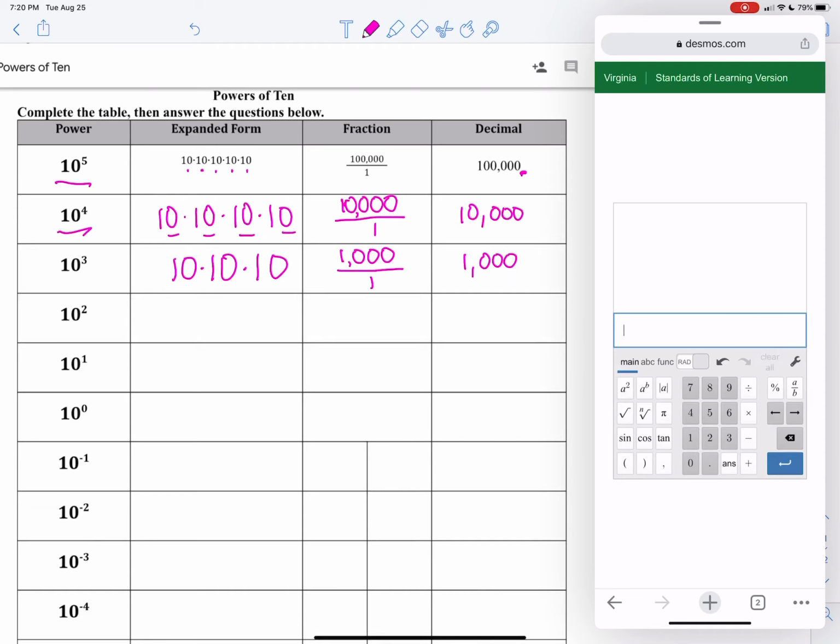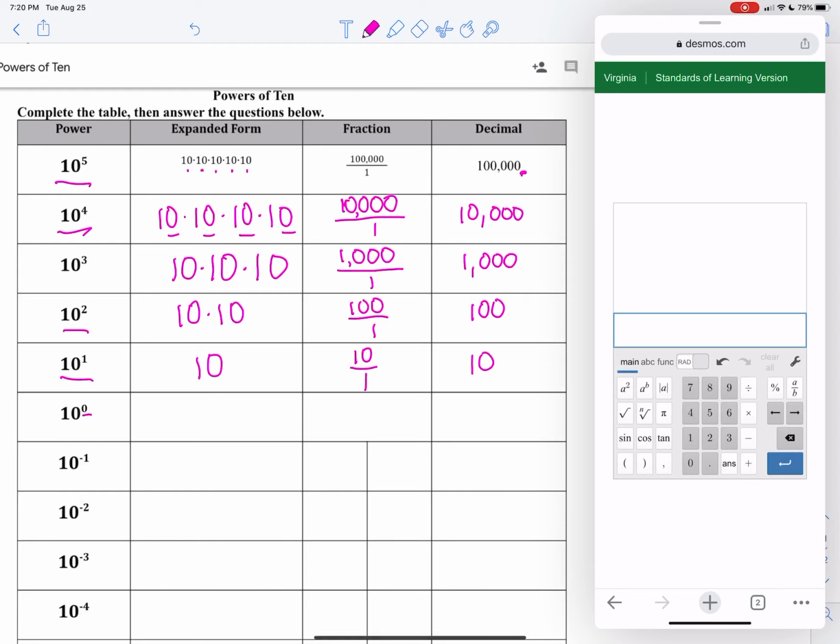I'm not going to. The next one is 10 to the 2nd power, and we just talked about perfect squares, so you know that 10 times 10 is 100 over 1, and so then your decimal is just 100. All right, 1 second. The next one is 10 to the 1st power, so that would just be 10. And your fraction would be 10 over 1, and then your decimal is just 10.